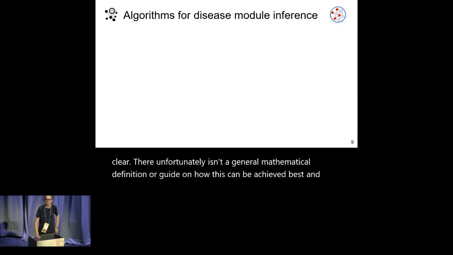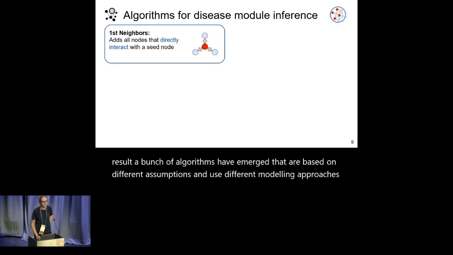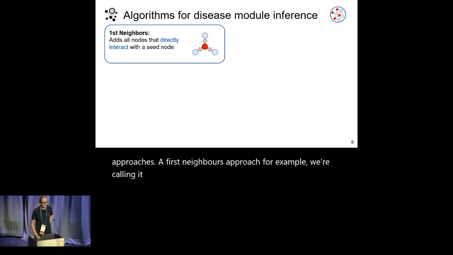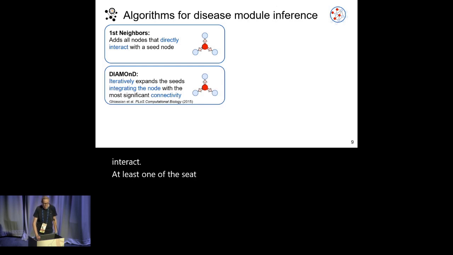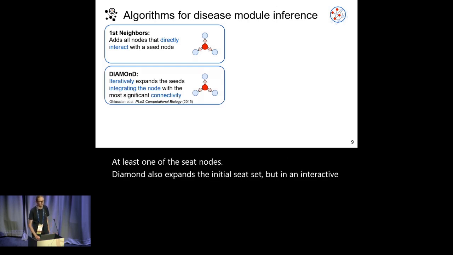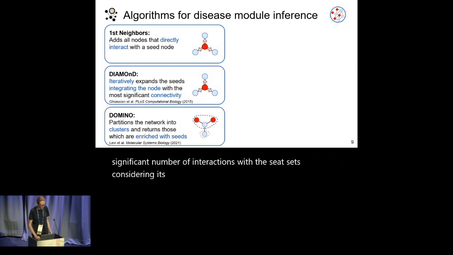And as a result, a bunch of algorithms have emerged that are based on different assumptions and use different modeling approaches. A first neighbors approach, for example, where calling it an algorithm might arguably be an exaggeration, simply expands the seed nodes by including all proteins which directly interact with at least one of the seed nodes. DIAMOnD also expands the initial seed set, but in an iterative fashion, adding one node at a time, the node that has the most significant number of interactions with the seed set, considering its overall node degree.